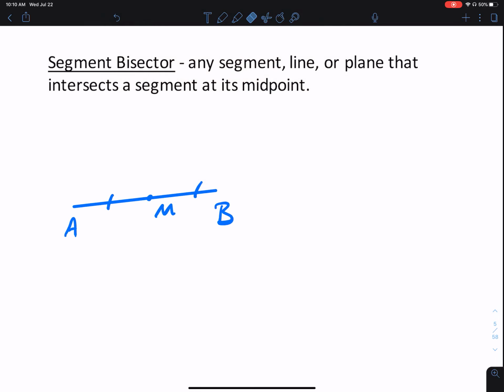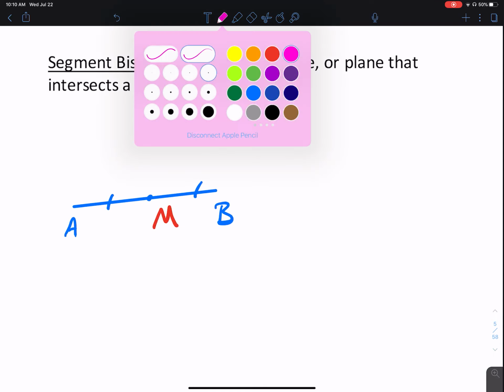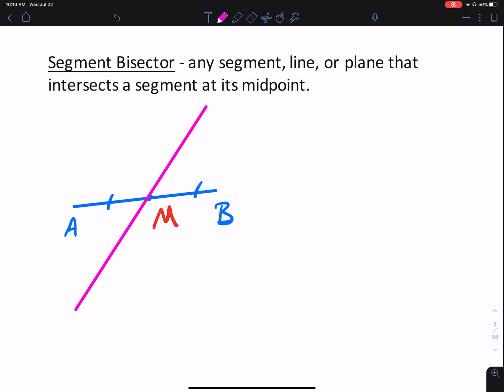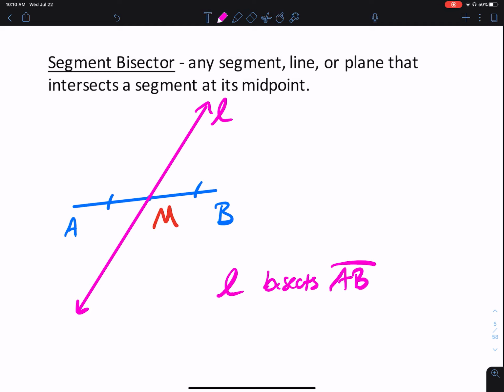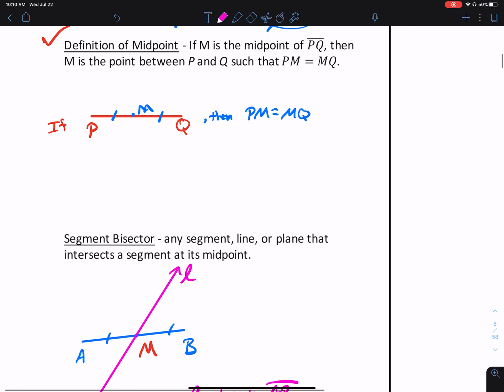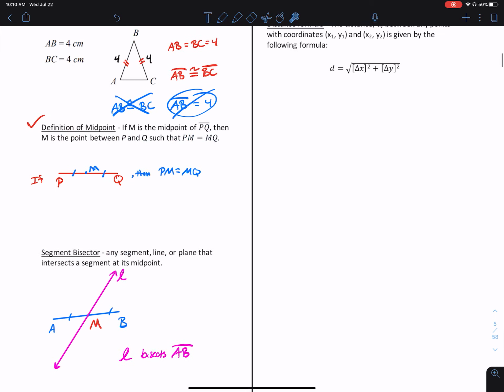If I draw this, M is capital printed. It doesn't maybe look so. If I take a line or a plane or another segment and it goes through that midpoint, call that line L, then that means that line L bisects segment AB, goes through its midpoint. And what does that mean? Once we know that it goes through its midpoint, it means that we can make the equation AM is equal to MB, because that goes back to the definition of what a midpoint is. We'll get to that when we get to some real examples.